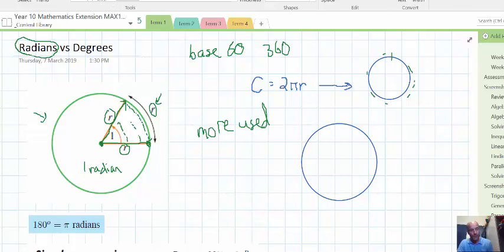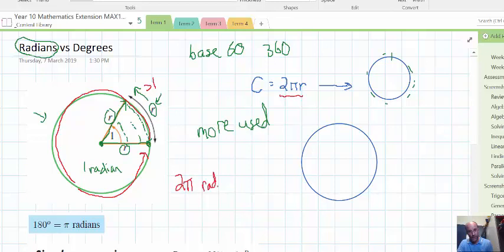So once we go past an angle bigger than this one here, we get more than 1 radian. So that's 1 radian there. If we go further, we'll get more than 1 radian. Now, because we know that the circumference of a circle is 2 pi r, if we go right around 1 full revolution, we will get 2 pi radians in a full circle.